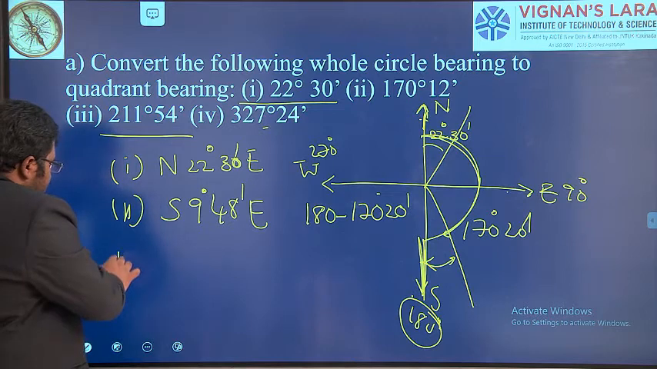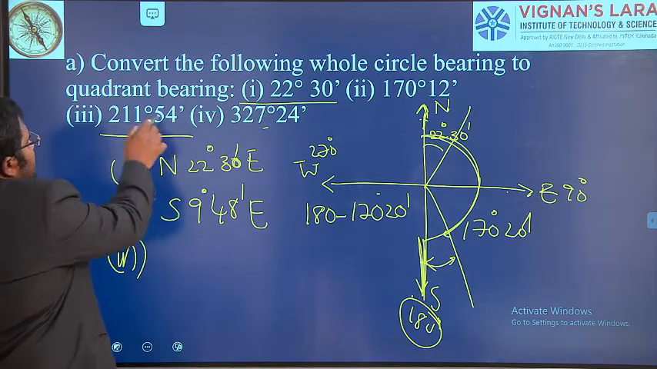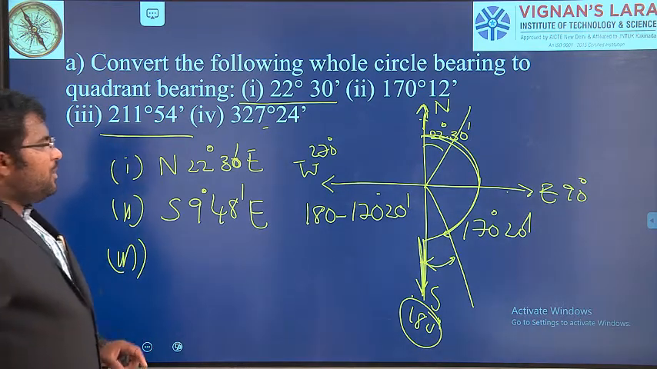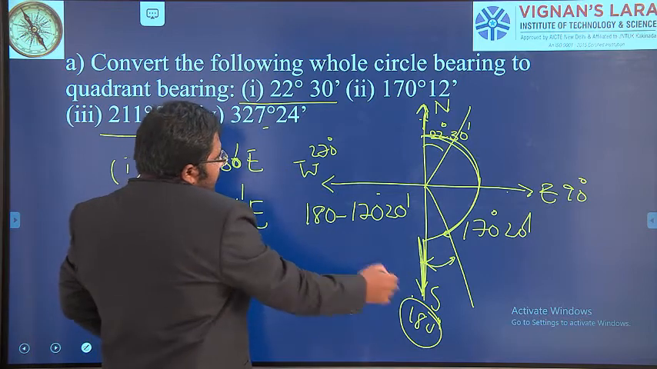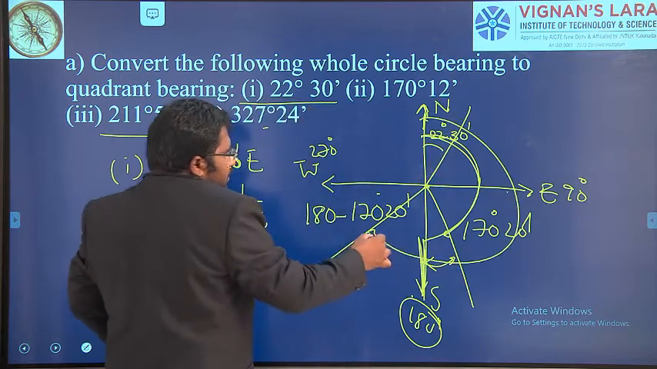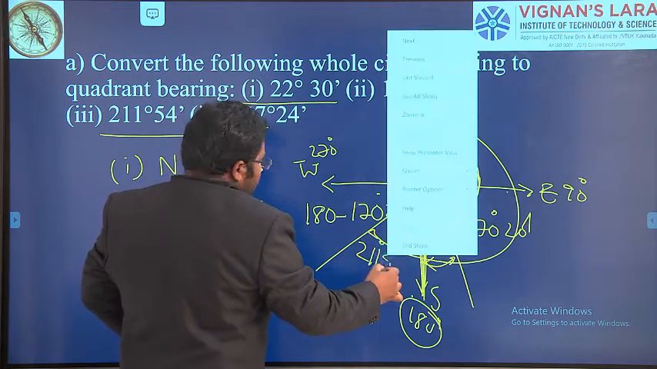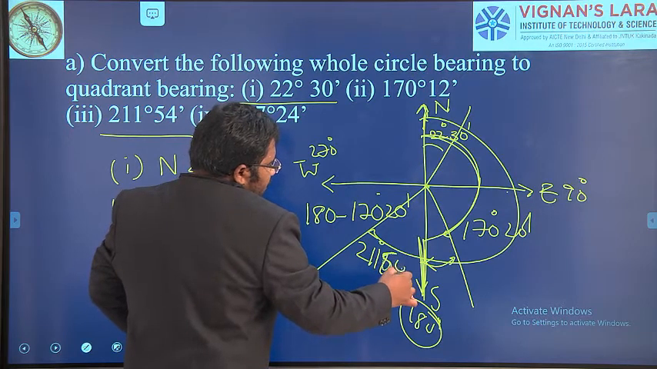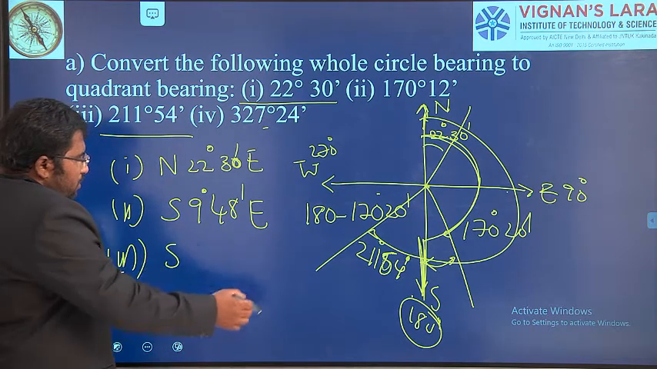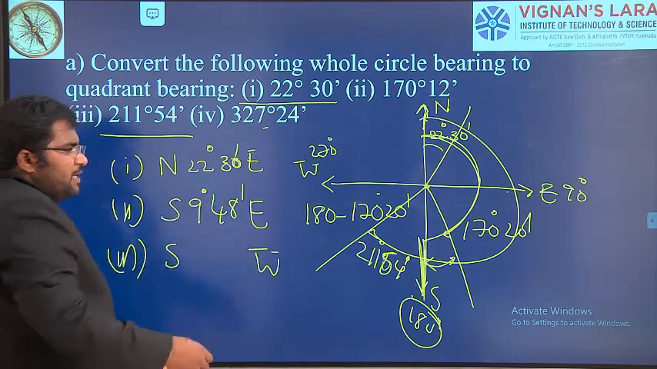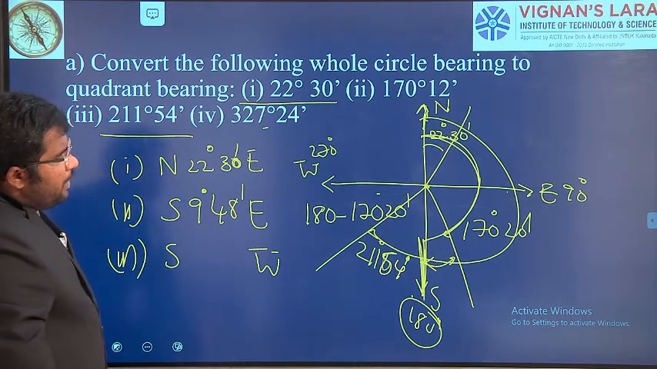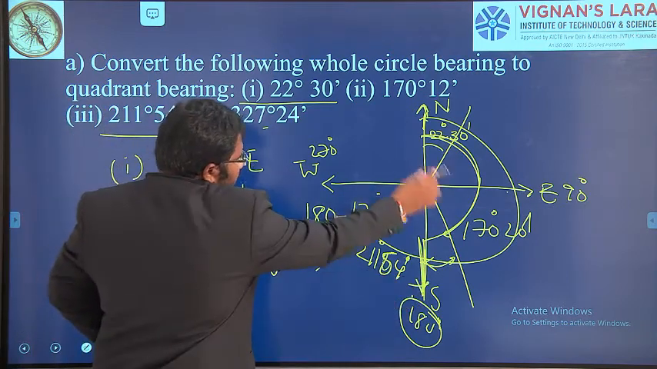Okay. Then coming to the third value. What is it? 211 degrees 54 minutes. Where will it come? It will be less than 270 and greater than 180. So it will come in the third quadrant. So if you are representing the angle from here, it will be 211 degrees 54 minutes. So it is near to south and towards west. This is fixed. Like this we have to represent. Then 211 is more than 180. Up to here it is 180.